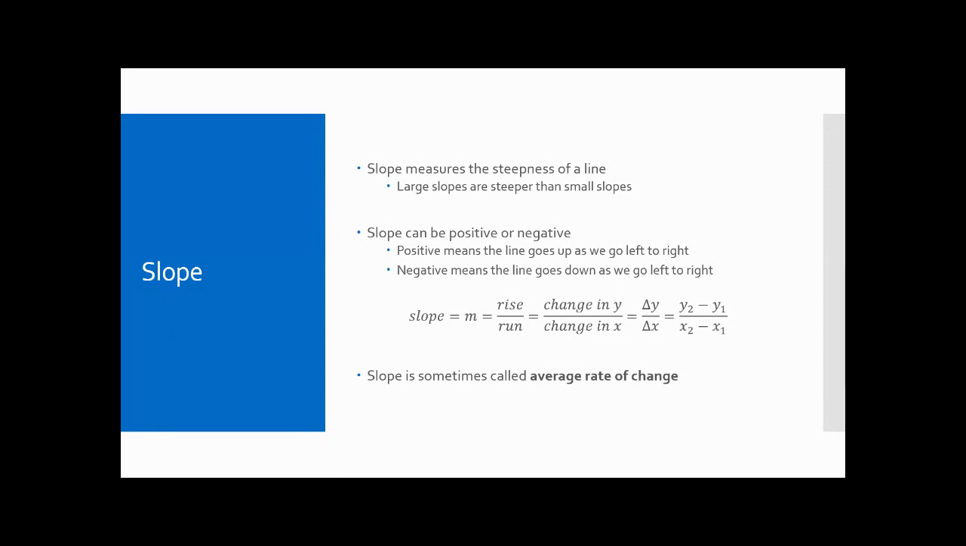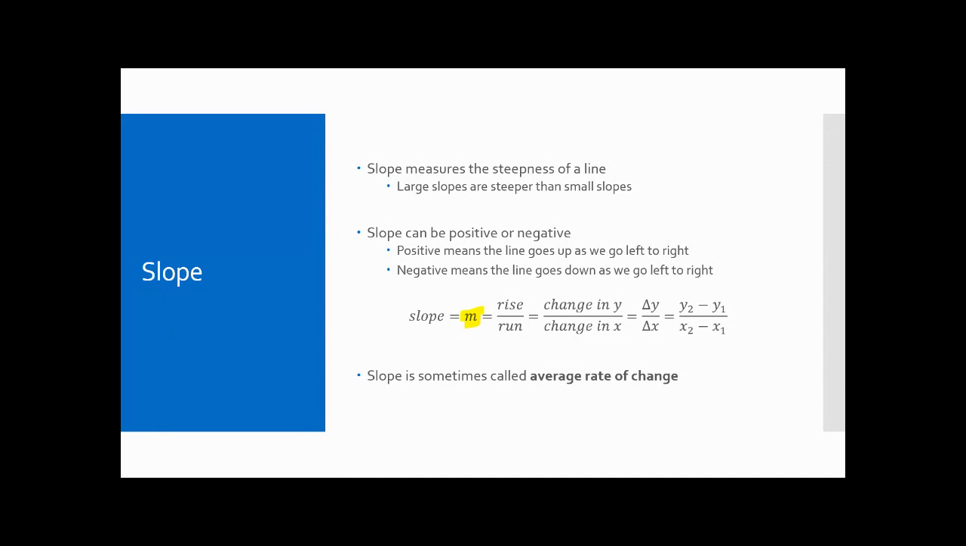Now, the formula for slope, we've got different forms of it. The one thing that we always use is the letter M. So M represents slope. And I looked into the history of this. Nobody really knows why the letter M is used. It just somehow became convention, and that's what we're using. So M represents slope.